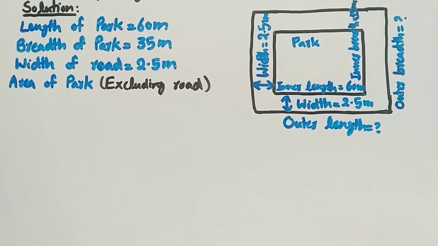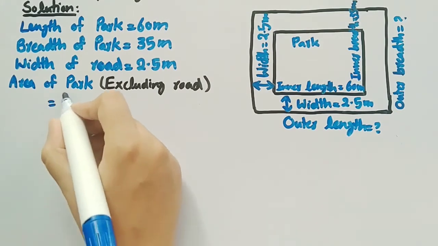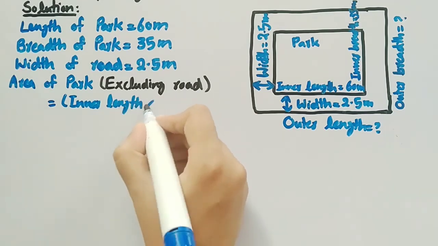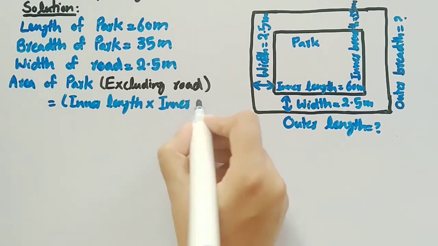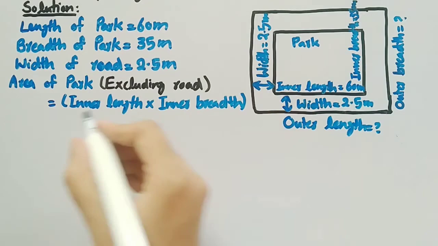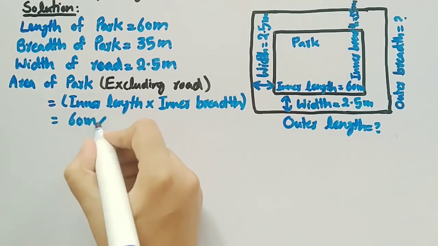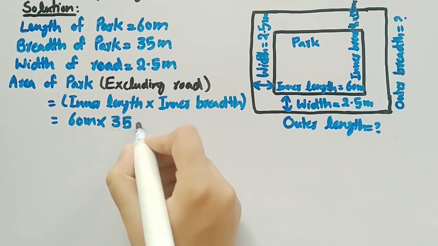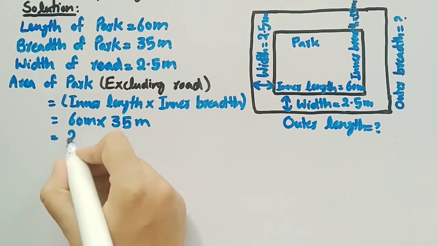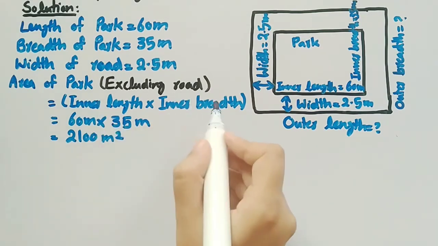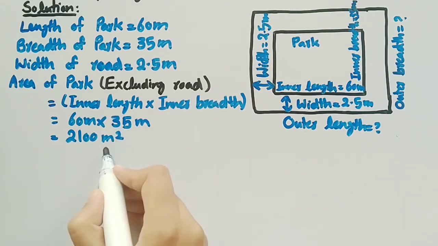Let's find the area of the park excluding the road. The formula for this is equal to inner length multiplied by inner breadth. Inner length is 60 meter multiplied by inner breadth, it is 35 meter. Now multiplying these two, we get 2100 meter square. So area of park excluding the road is equal to 2100 meter square.